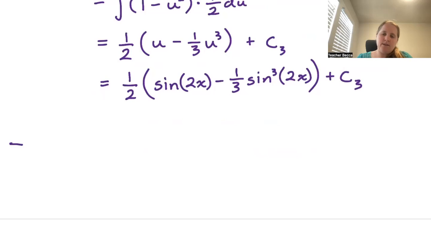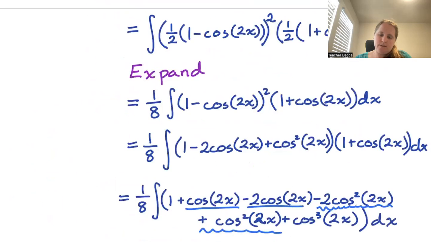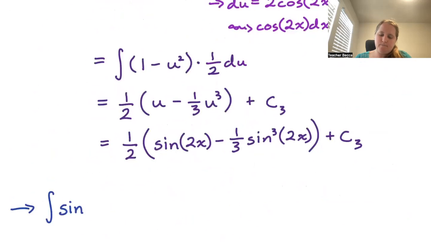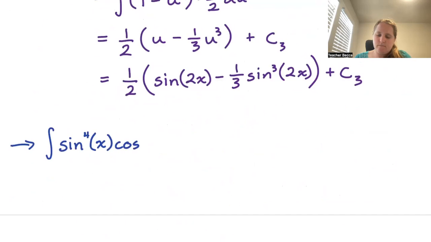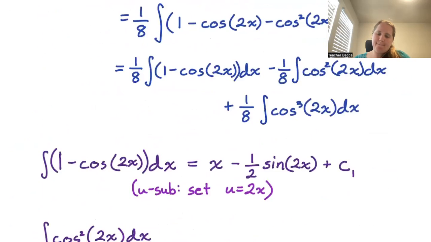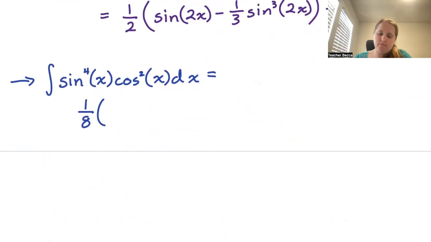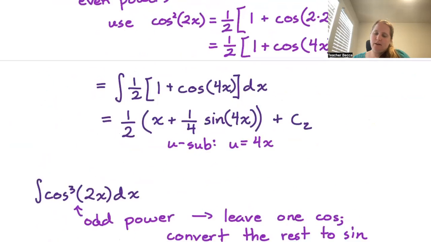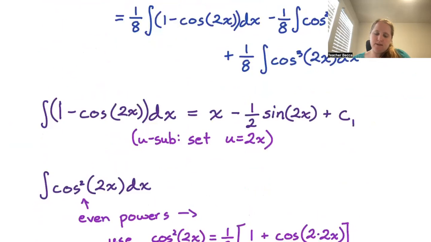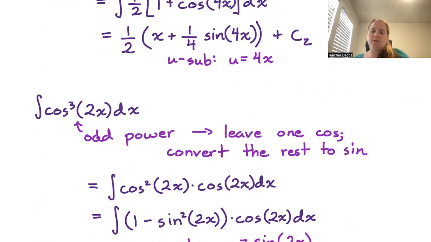So we wind up putting this all together. We had the integral of sine to the 4th x cosine squared x dx is equal to, we had 1/8 times that first integral. So we have 1/8 times x minus 1/2 sine of 2x. Then we had minus 1/8 times the second integral. So we have minus 1/8 times 1/2 times x plus 1/4 sine of 4x.